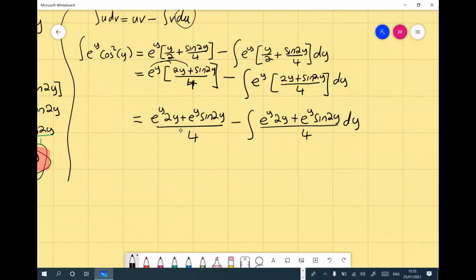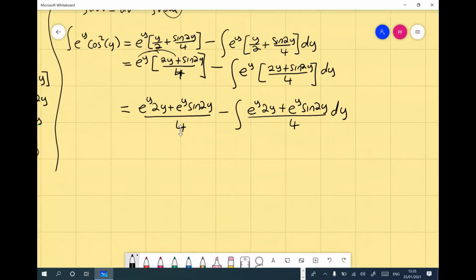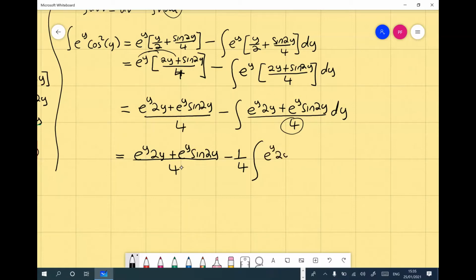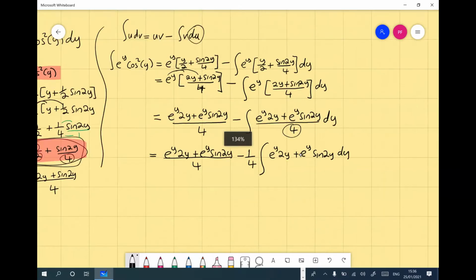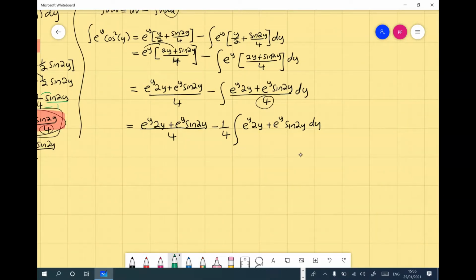Okay, so I see I've got a little bit of a complicated integral here to work out, but because the 4 is dividing everything, I might just pop it out in front to make everything easier to look at. So I've got e to the power of y 2y plus e to the power of y sine 2y all over 4. And then I bring my 4 out in front, so I've got minus 1 over 4. The 4 is dividing, that's the same as multiplying by a quarter, of e to the power of y 2y plus e to the power of y sine 2y dy.